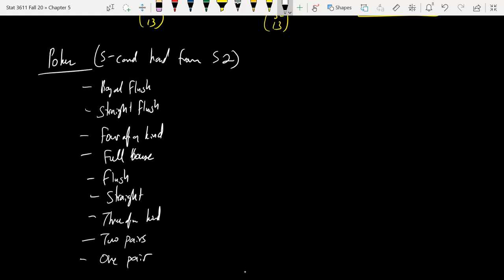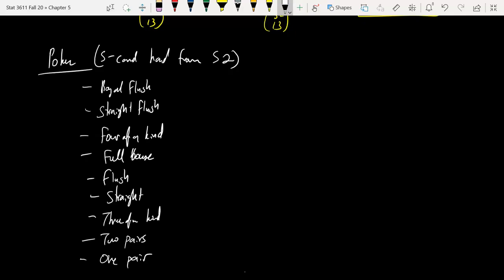And a pair. And these are the poker hands in order. They're ranked like this because of the probability of getting these in order. A royal flush is the least likely hand to be dealt. It is the least likely to be dealt there, okay?